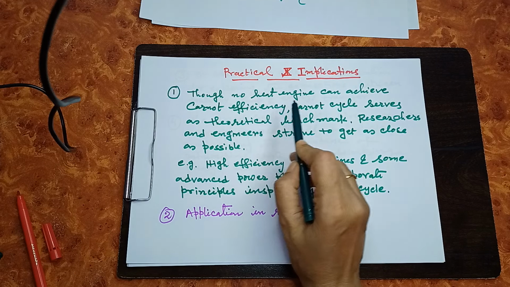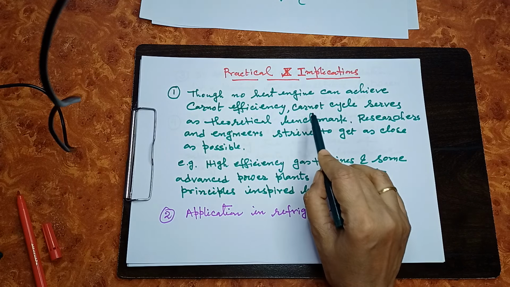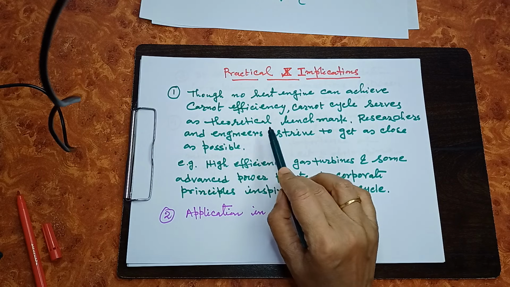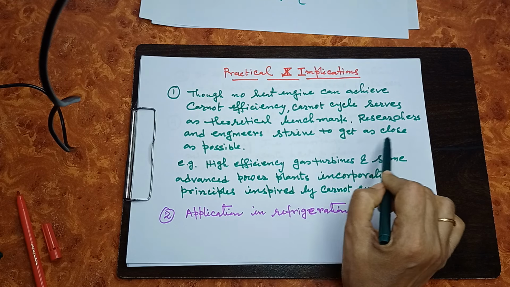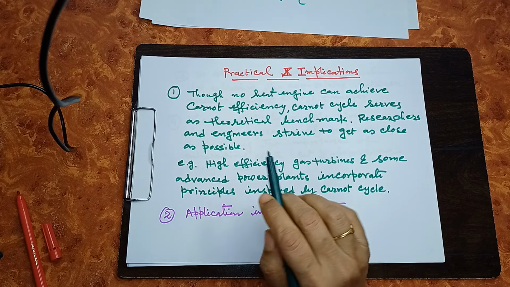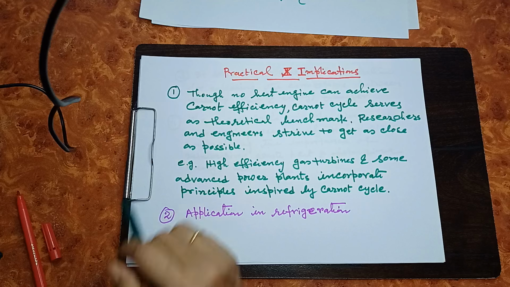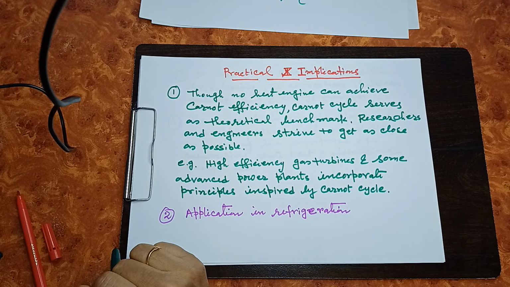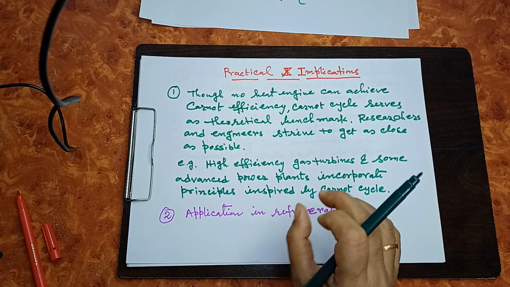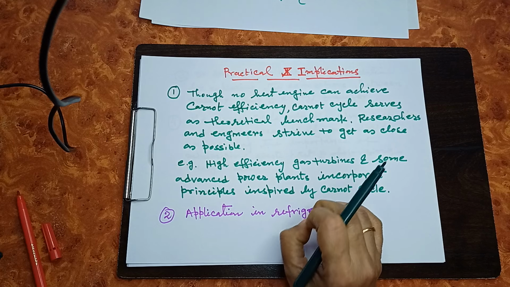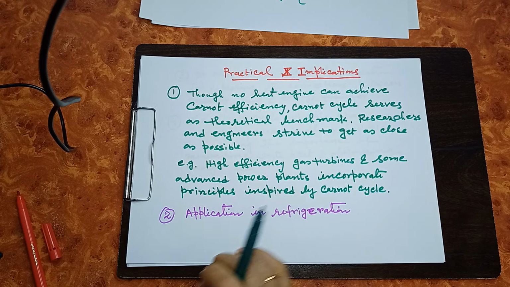See, though no heat engine can achieve Carnot efficiency, Carnot cycle serves as a theoretical benchmark. Researchers and engineers strive to get as close as possible. Using Carnot cycle, that means using the equation of efficiency, eta is equal to (T2 minus T1) by T2, whatever efficiency we calculate, that will be the maximum. Then researchers and engineers will always try to get the efficiency of the machine close to that.